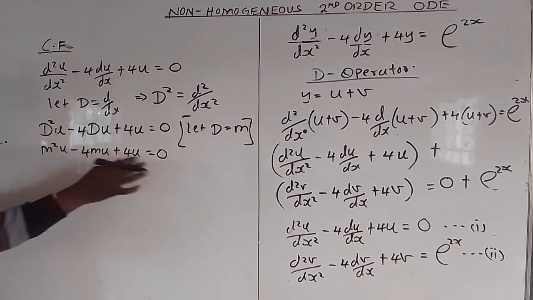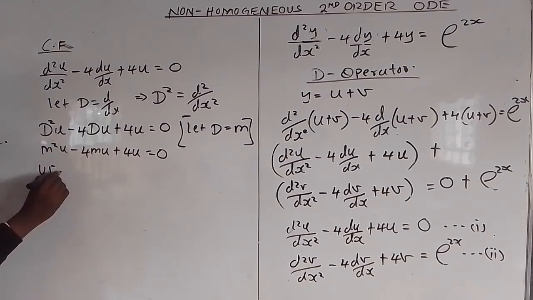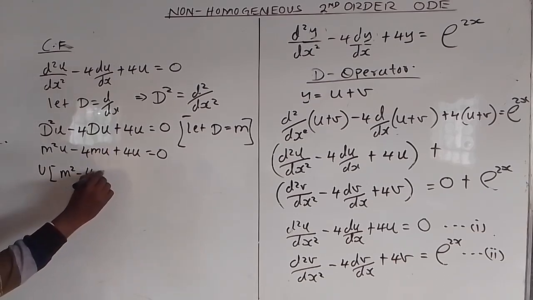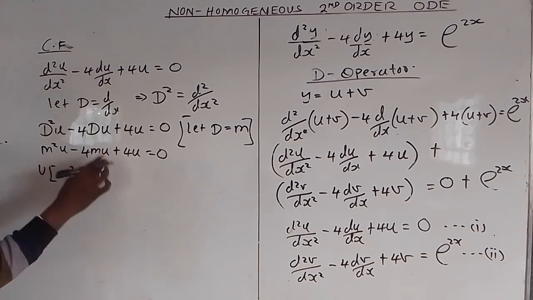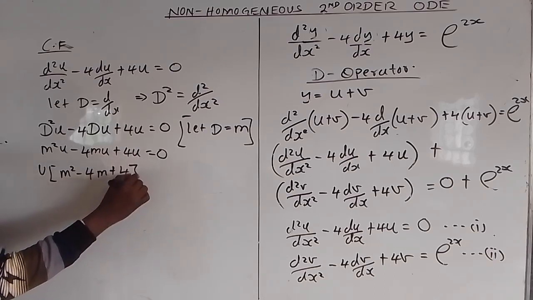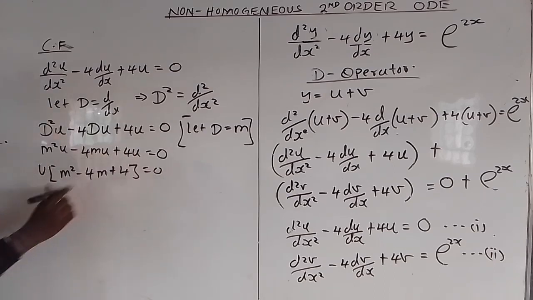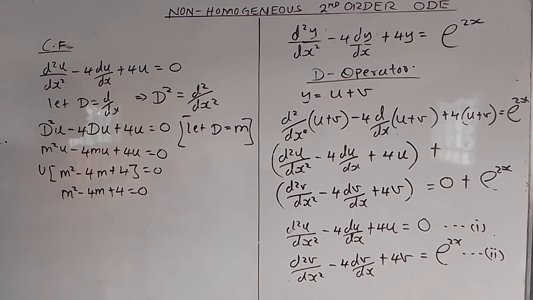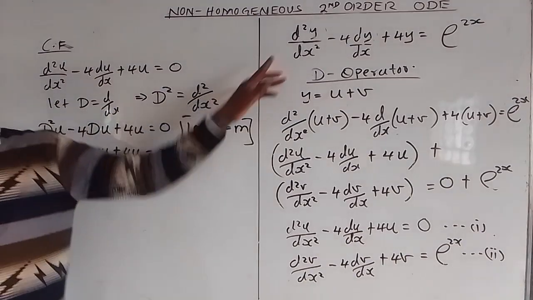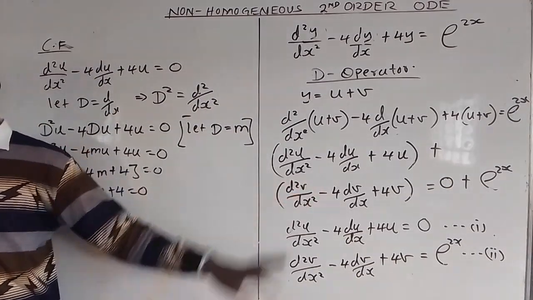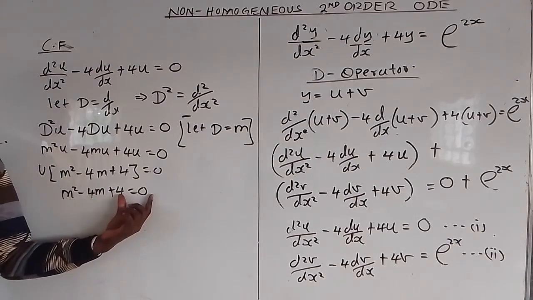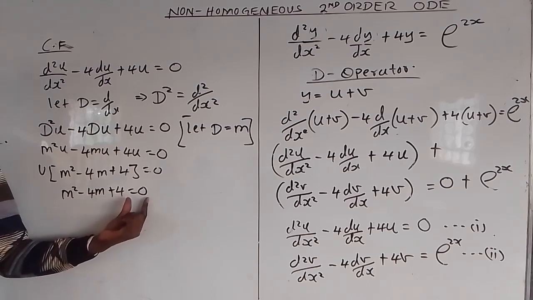So you can see u is a common factor. If you factorize out u, we remain with u times m squared minus 4m plus 4 is equal to 0. So either u is equal to 0 or m squared minus 4m plus 4 is 0. Remember, when u is equal to 0, it means the differential equation does not exist there, isn't it? Are we together? So this is now the complementary function. So we now solve for m, isn't it?